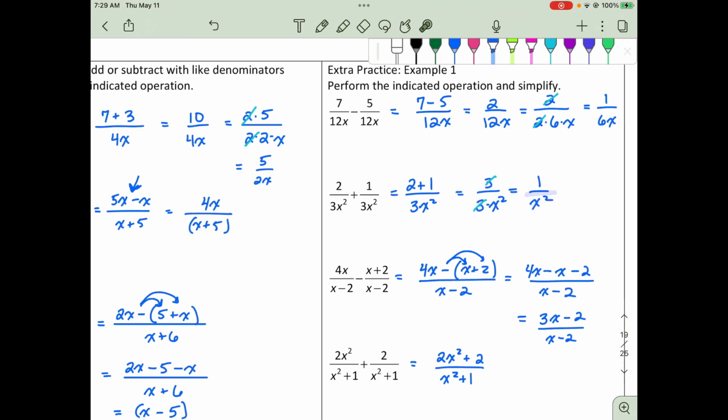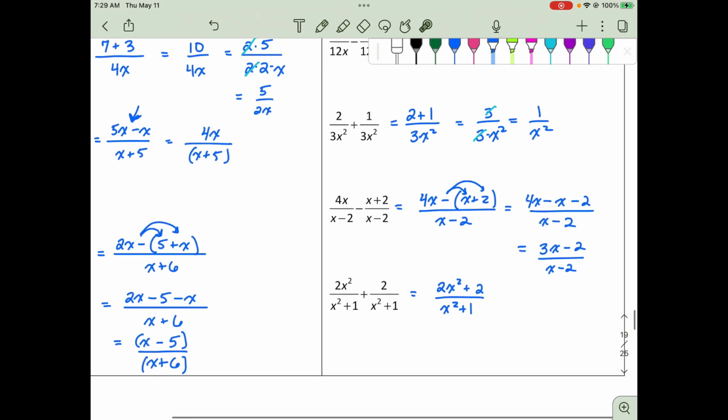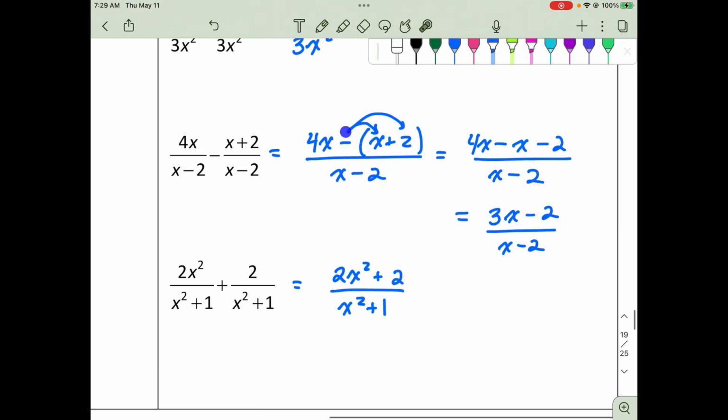If you always draw the fraction bar first, you're not going to run into the problem of putting things in the wrong location. For the third one, make sure that you distributed the negative. So that's where this negative and negative come from. And then we're combining like terms in the numerator. And again, these are factors, so I cannot cancel these negative 2's.